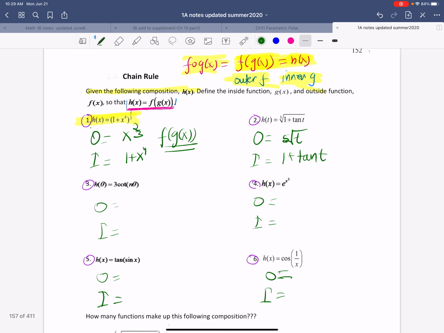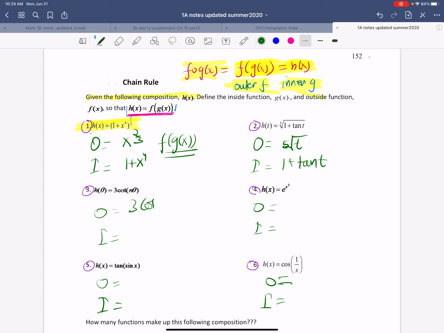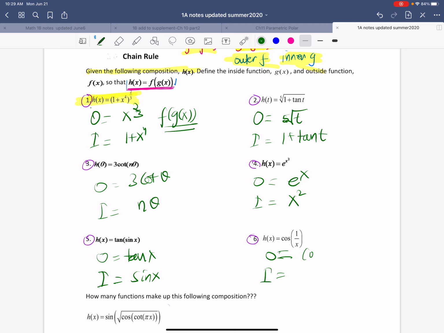In the next one, the outer function is 3 cotangent theta and the inner function is n theta. And outer function is e to the power x, inner function is x squared. Outer function is tangent x, inner function is sine x. Outer function is cos x, inner function is 1 over x. It's very important to be able to identify which one is the outer function, which one is the inner function. Only then we can apply the chain rule correctly.